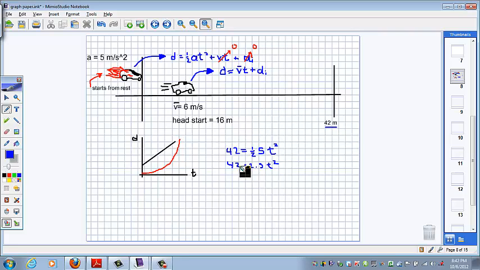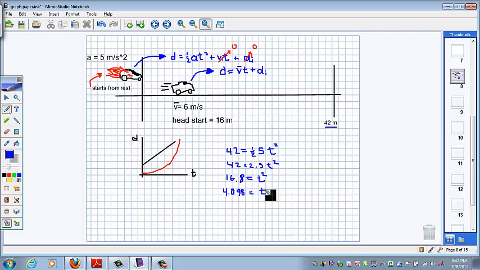42 divided by 2.5. I'm on my calculator now. That's 16.8 is equal to t squared. So if I want to know just what t is, I have to square root both sides, and the square root of 16.8 is 4.098. 4.098 seconds. That's for the hot rod.